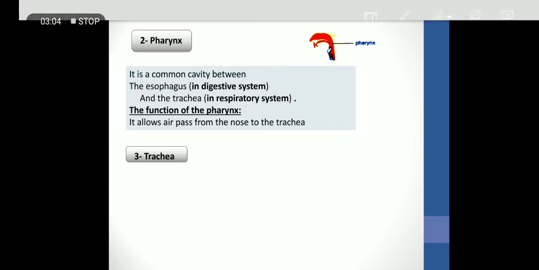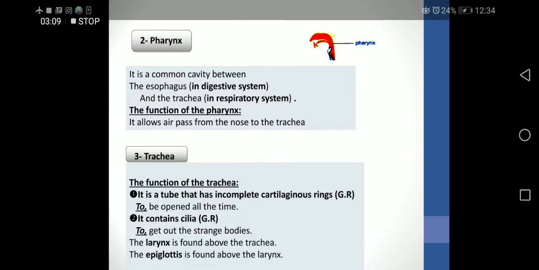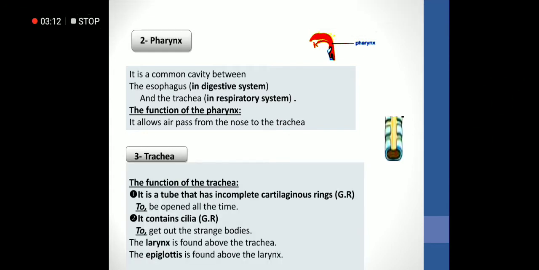Number 3, trachea. The function of the trachea, as we see in the picture, it's a tube that has incomplete cartilaginous rings, and here we have a give reason: to be opened all the time. The opposite of trachea is the esophagus. Esophagus is a muscular tube, but trachea has cartilaginous rings or incomplete cartilaginous rings to make it opened all the time. It contains cilia to get out the strange bodies.